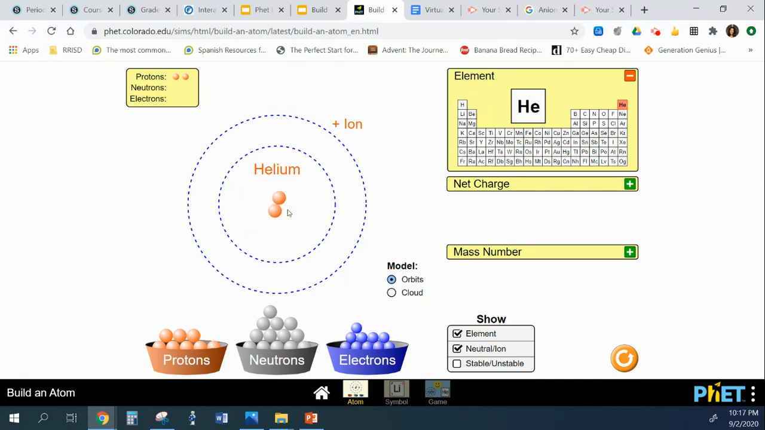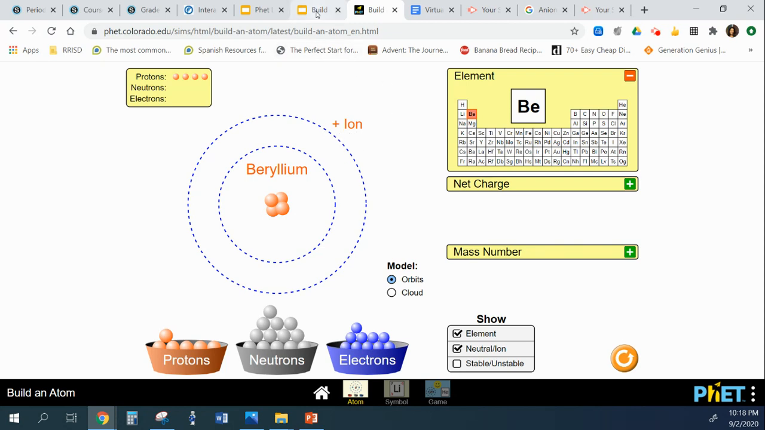So now I'm going to add 2 protons, and you're going to see that it changed here. It's now helium. I'm going to add another one, and I'm now lithium, and another one is going to make it beryllium. I'm still an ion because I only have positives.